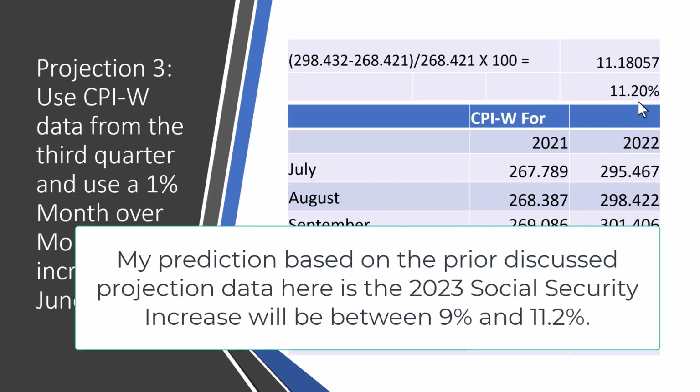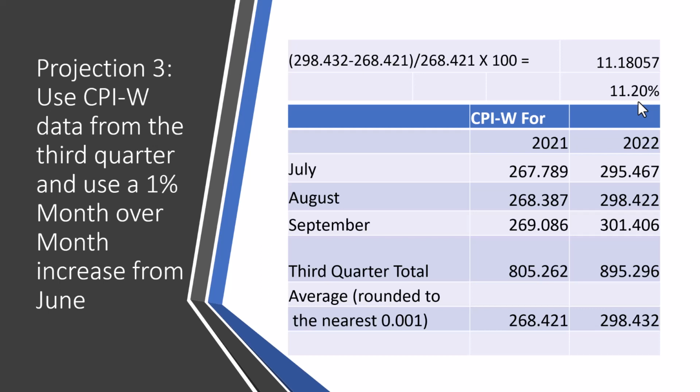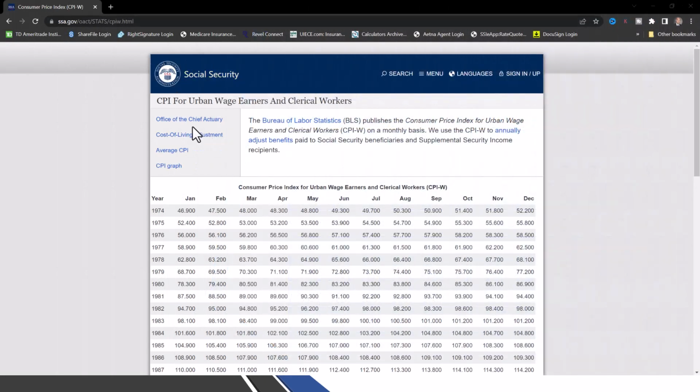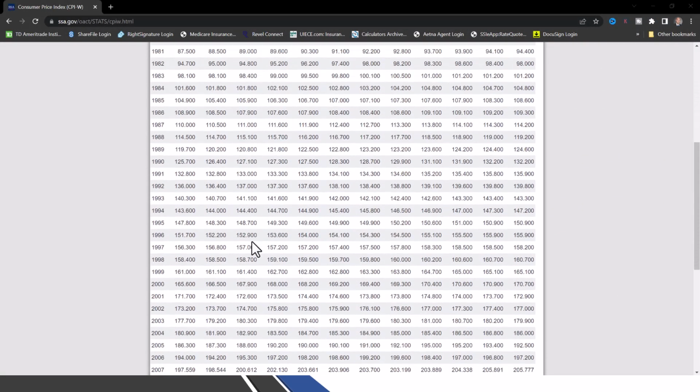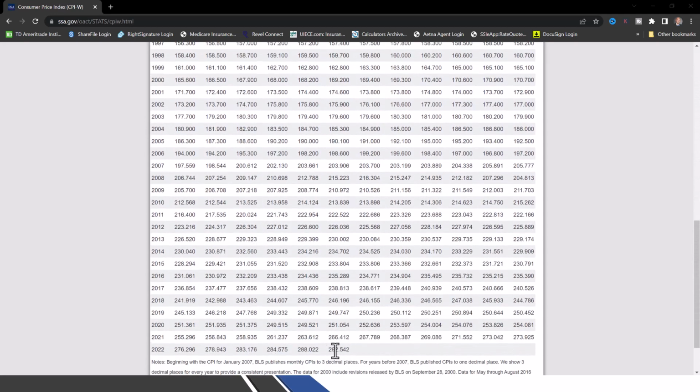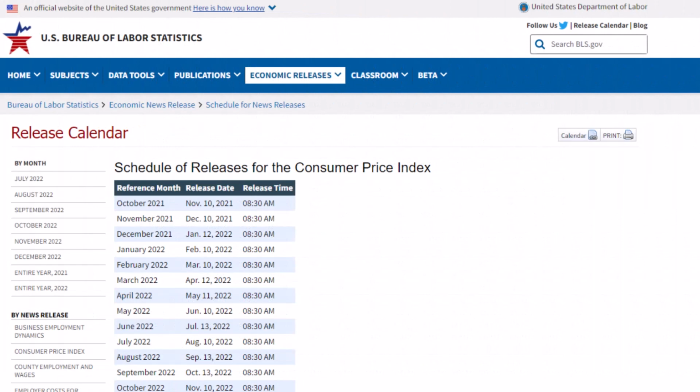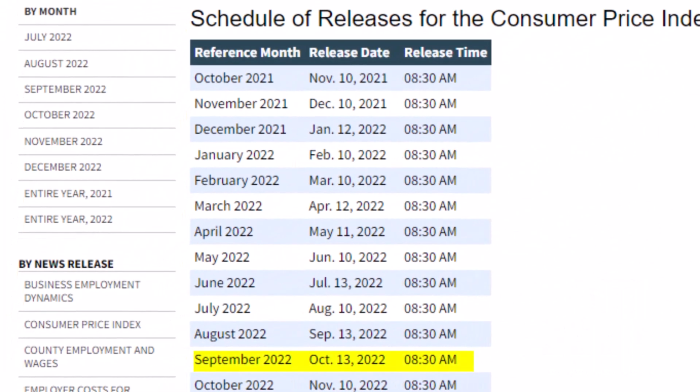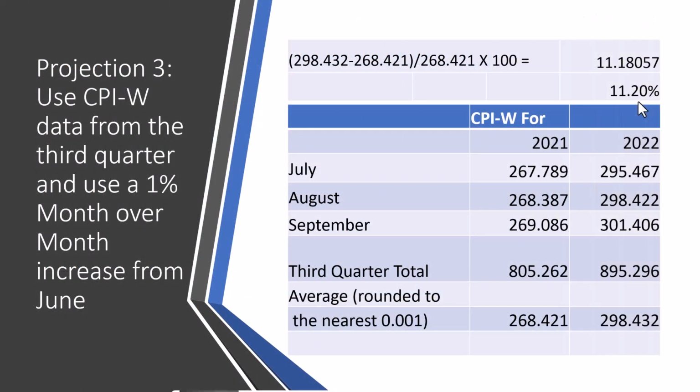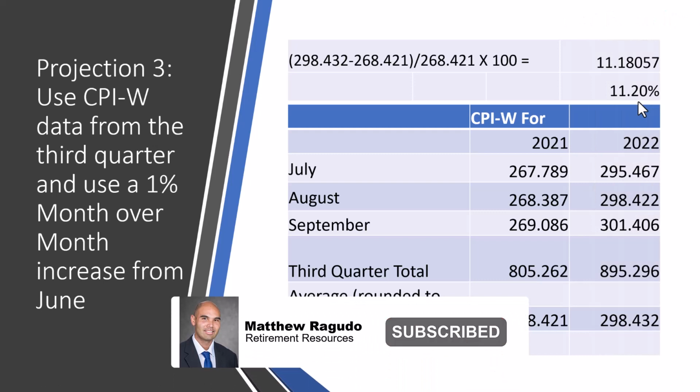Hopefully this helped you get a grasp on how the CPI-W is used to calculate the cost of living adjustment. If you want to know where to find the CPI-W, where these numbers like 298 and 268 come from, take a look here. This is the screen from socialsecurity.gov that tells us how these numbers come out. Again, October 13th, 2022 is when the CPI-U is released and the CPI-W information will be compiled. I'll be posting a video on that, and probably month by month as we get closer to hone in on the target of the cost of living adjustment, since people seem to be interested.